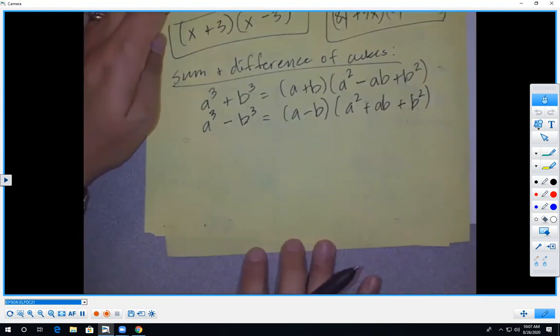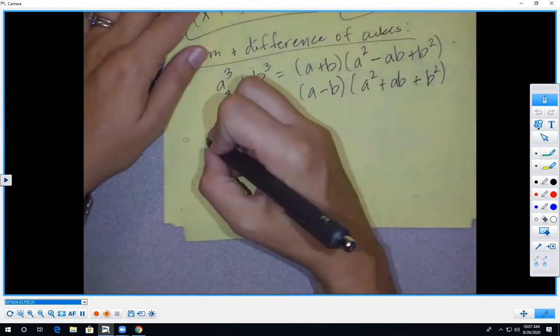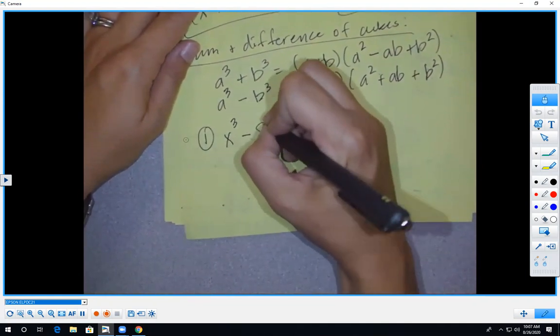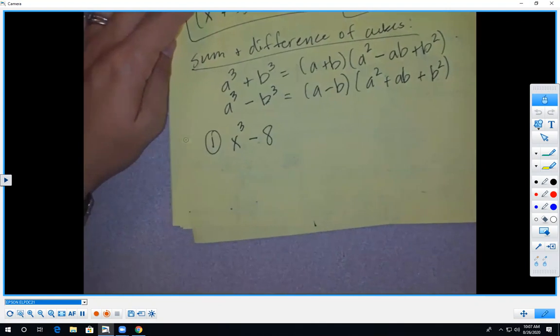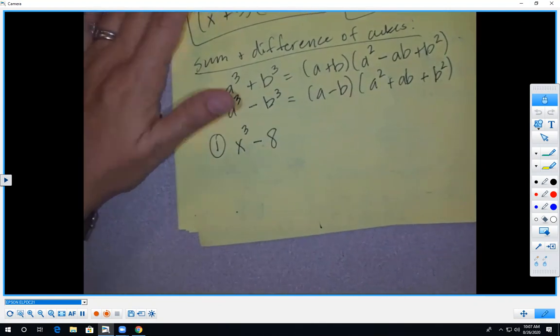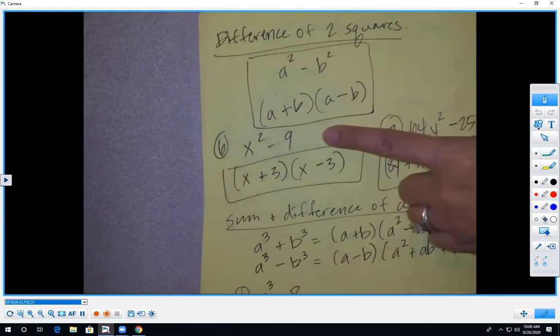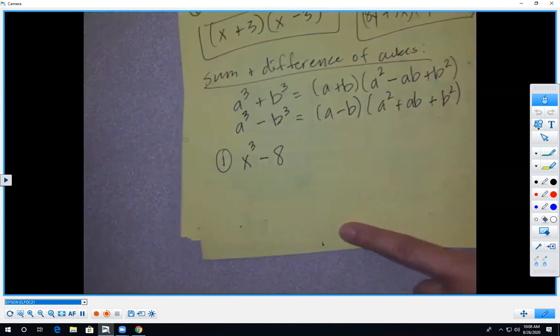Okay, so let's do one example like that. If I had the problem x cubed minus 8. That is a difference of cubes problem and not a difference of two squares. The way we know it's the difference of cubes instead of squares is because those are both perfect cubes. X cubed, you can't take the square root of it. 8, you can't take the square root. So I couldn't do this version of it, the difference of two squares, right?